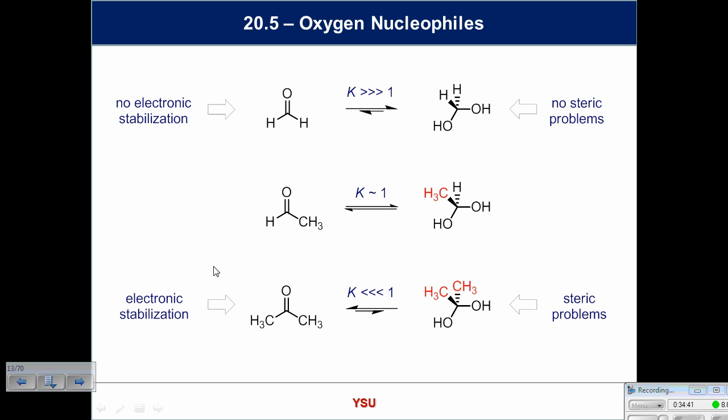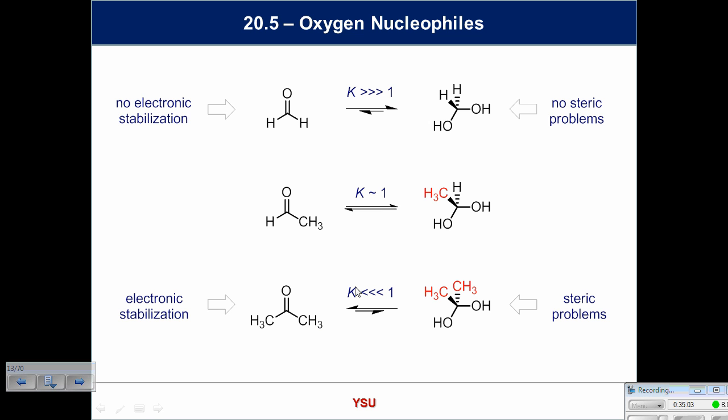At the bottom, the ketone, the acetone, where we've now swapped out both hydrogens for alkyl groups, we now have the opposite. In this case, K is very, very small. In other words, the left-hand side is heavily favored. So the ideas now are to do with electronic stability versus steric environment.